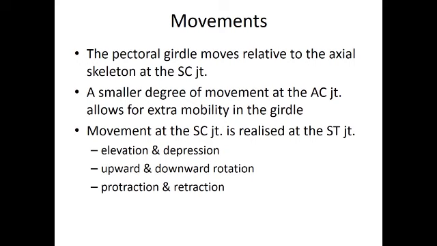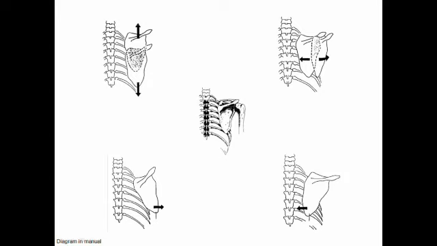And these movements are called elevation and depression, upward and downward rotation, and protraction and retraction. Here we have a diagram that shows us the different movements at the scapulothoracic joint. Here we can see that the scapula is moving superiorly and inferiorly. These movements are elevation and depression.